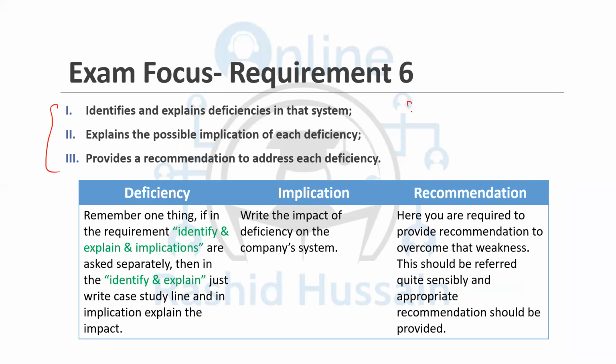Again, it is tested only once, in which the examiner asks to identify and explain the deficiency, and also gave another requirement, explain the possible impact. Usually, for identification, we write the case study line, and explanation is regarding the impact. But here the examiner asked for the identification in one requirement and explanation in the other. So here identify and explain means the case study line, and the implication means the impact. So we are only going to write the case study line in the first column, the impact in the second column, and the recommendation in the third column.